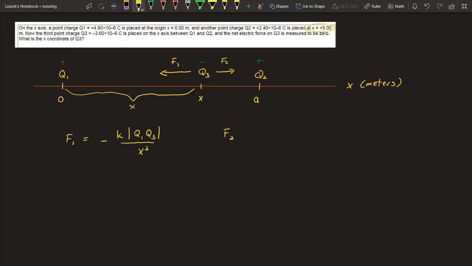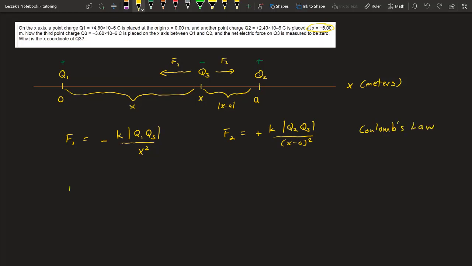Force 2 is to the right, so in the positive x direction. We have k times the absolute value of the product of the two charges in question, divided by the separation distance squared. And that's Coulomb's law for point charges.